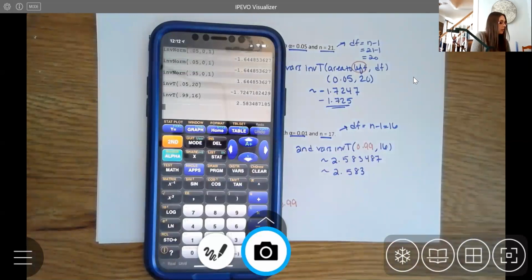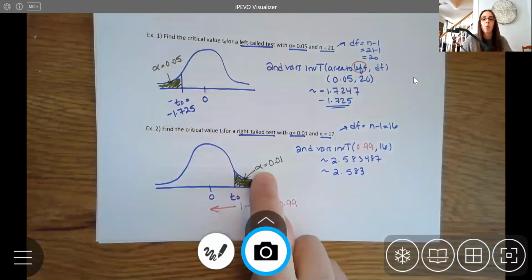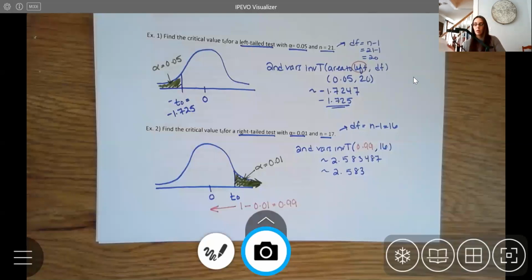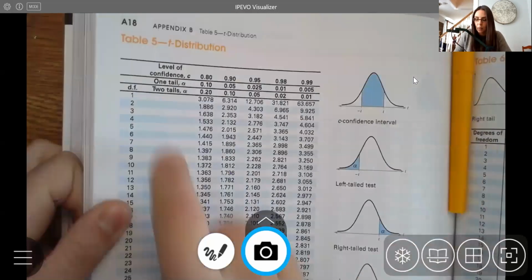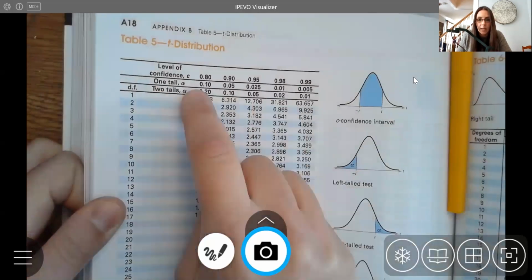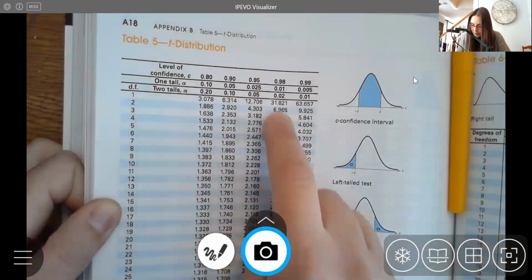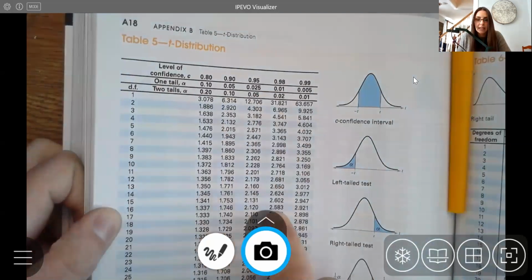All right, let's see what we get using the table. So keep in mind, it's only in one tail. So I'm going to use the one tail section, and the area in one tail is 0.01. So here, again, I'm looking at the one tail, and the area I want is 0.01. Just be careful, it's not 0.10, 0.01. And my degrees of freedom, we said, was 16. So if I go down to 16, I see there's that same 2.583 value I just had.